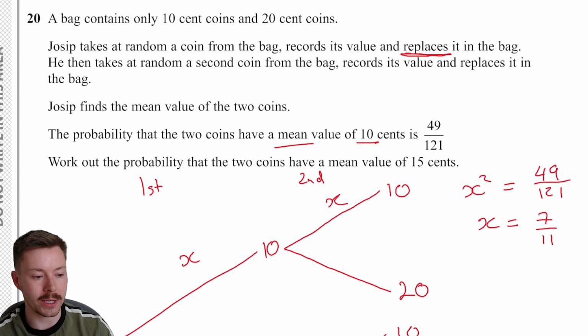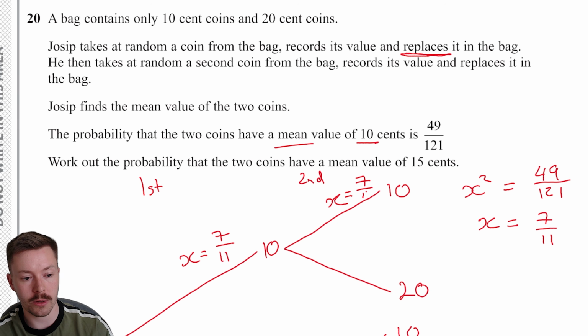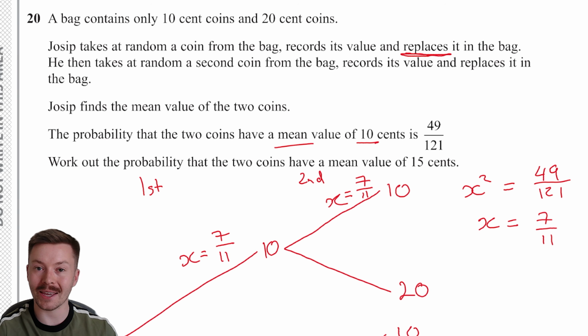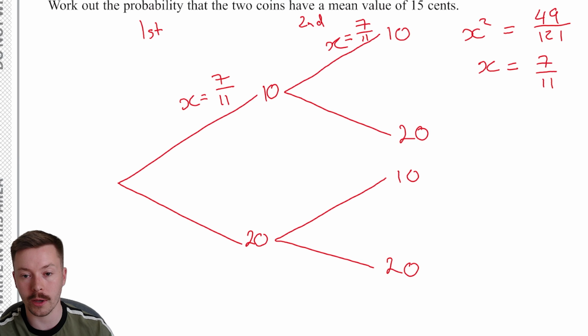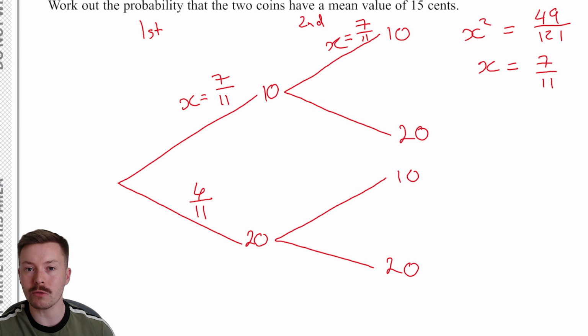Now I can then replace, or right next to it, should I say, that the probability of getting a 10-cent coin is 7 over 11, which then means that the probability of getting a 20-cent coin, because you've either got a 10-cent coin or a 20-cent coin, would have to be 4 over 11. And because we're replacing, those probabilities are going to be the same on all of the corresponding branches.